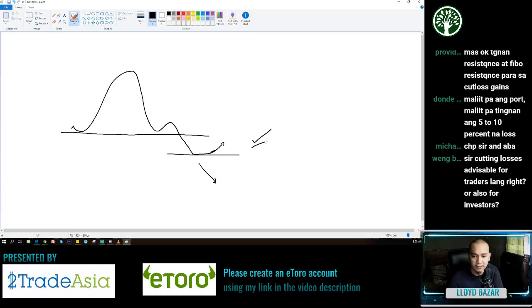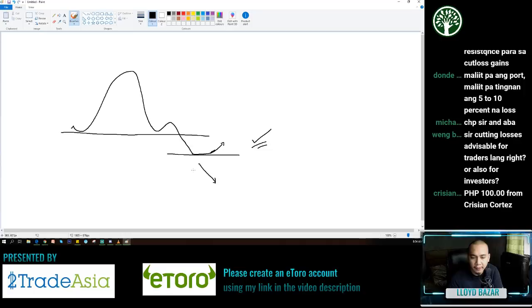But what if the stock goes further down? Boom. At bumaba pa ng bumaba. Right? You're already losing here. And then mag-lose ka pa ng additional, and that's how you become an investor, kasi ang laki na ng loss mo, investor ka na lang. So if you don't cut loss and the stock goes lower, you become an investor, that's bad, right?